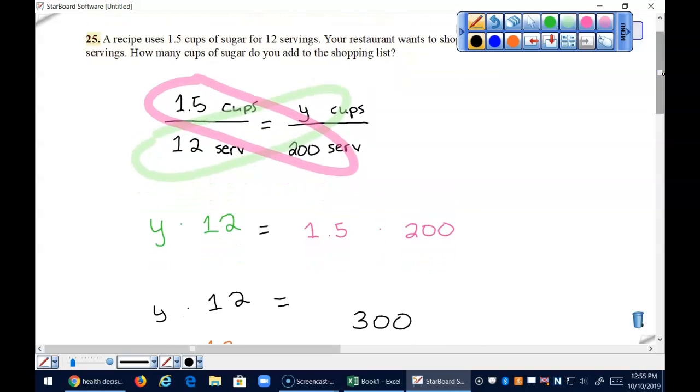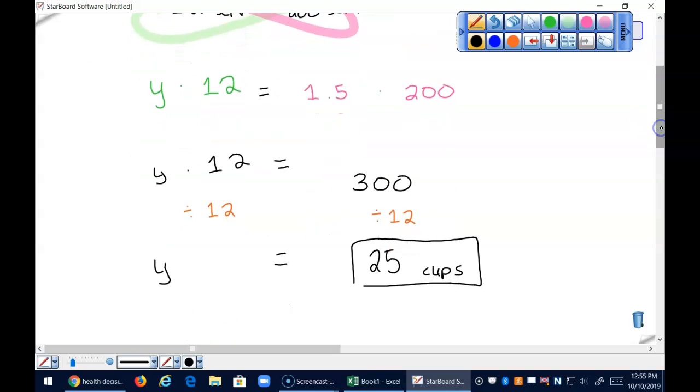I pick one situation for one side, the other situation for the other. The words match on the top, the words match on the bottom. I cross multiply. One side is going to multiply together to get a big number. The other side I divide to get y by itself, and I get my answer.